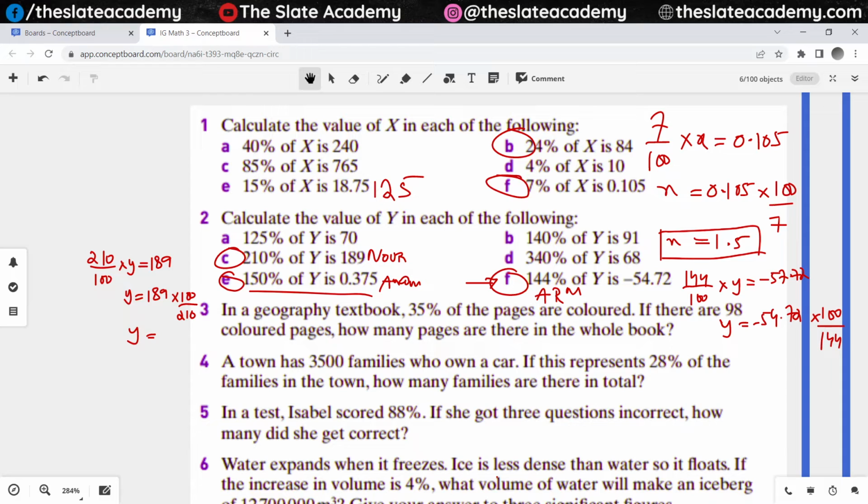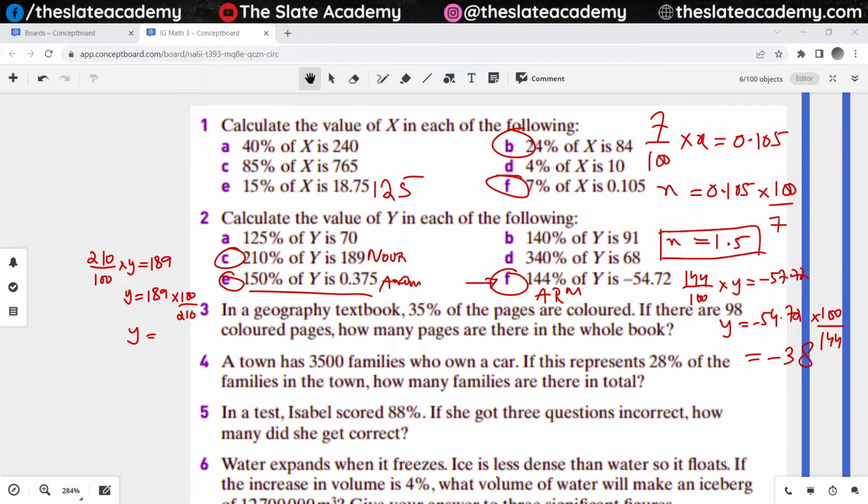So if you put this in your calculator, 100 by 144, it's the same as saying minus 54.72 divided by 1.44. So the answer for this part F would be minus 38. Miss Noor and Miss Anam, quickly check the answer for question number 2F and tell me what it is. Minus 38, because it's negative 54.72.